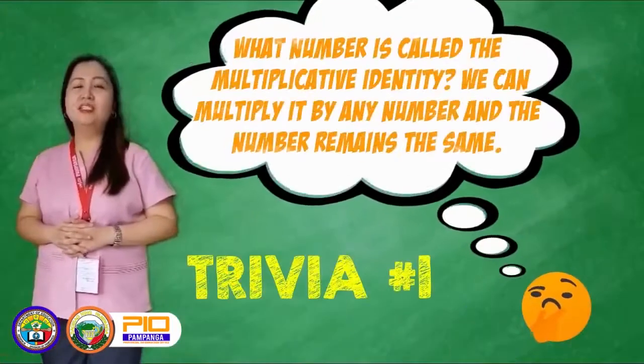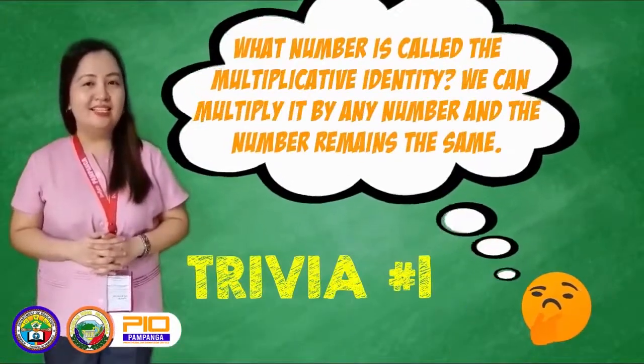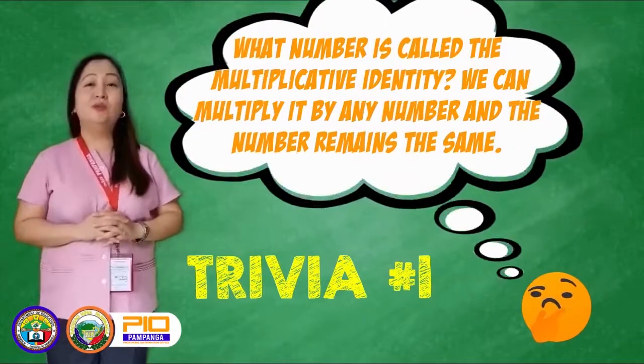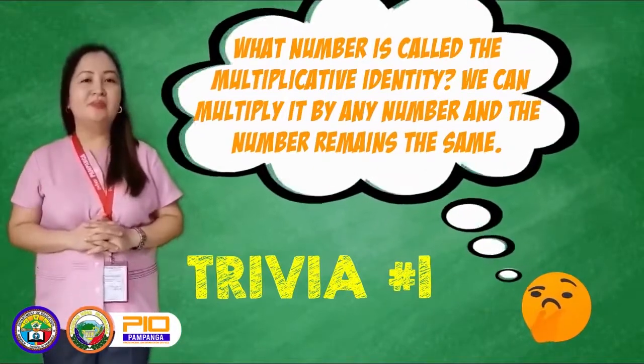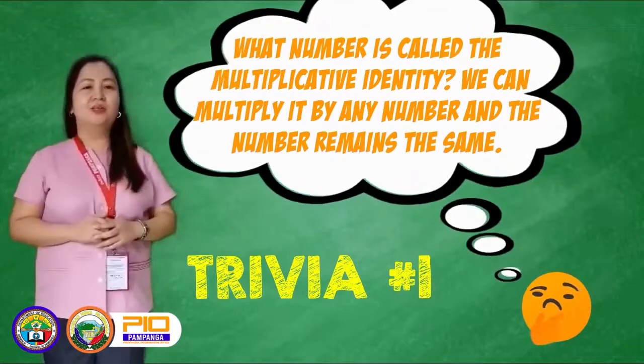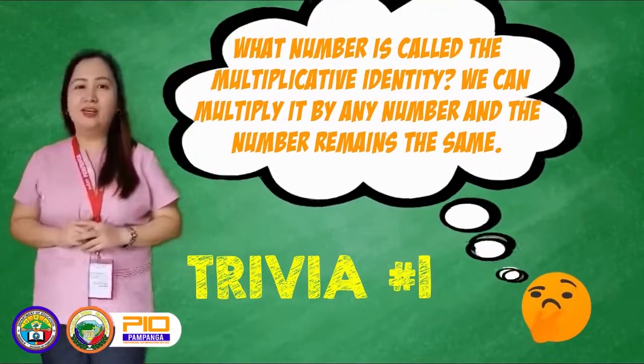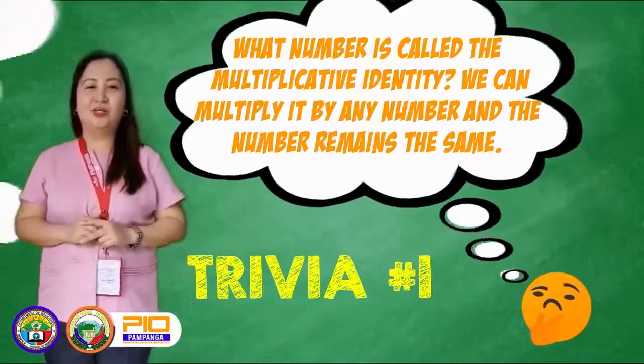What number is called the multiplicative identity? So that if we multiply by any number, the number remains the same. Can you think of the correct answer? Let us see if you will get it right when Teleskwela returns.